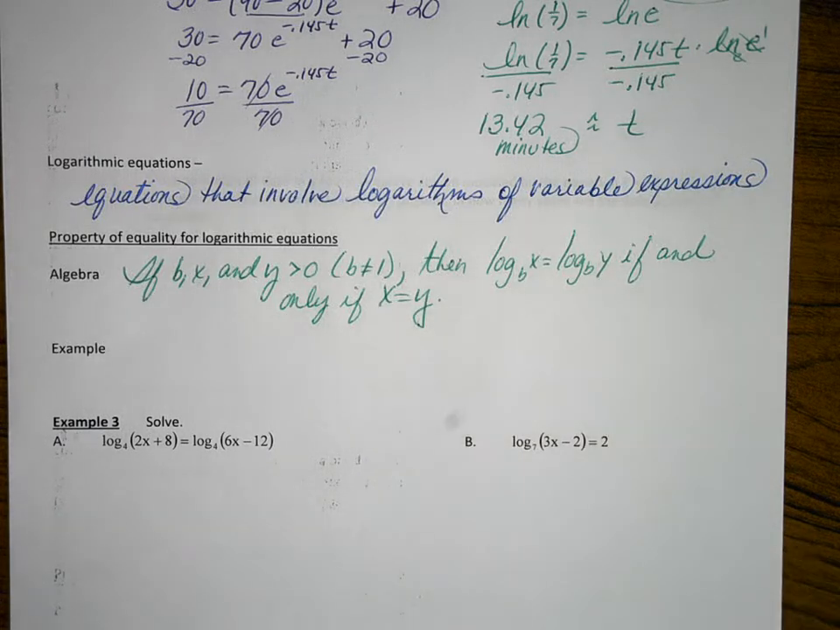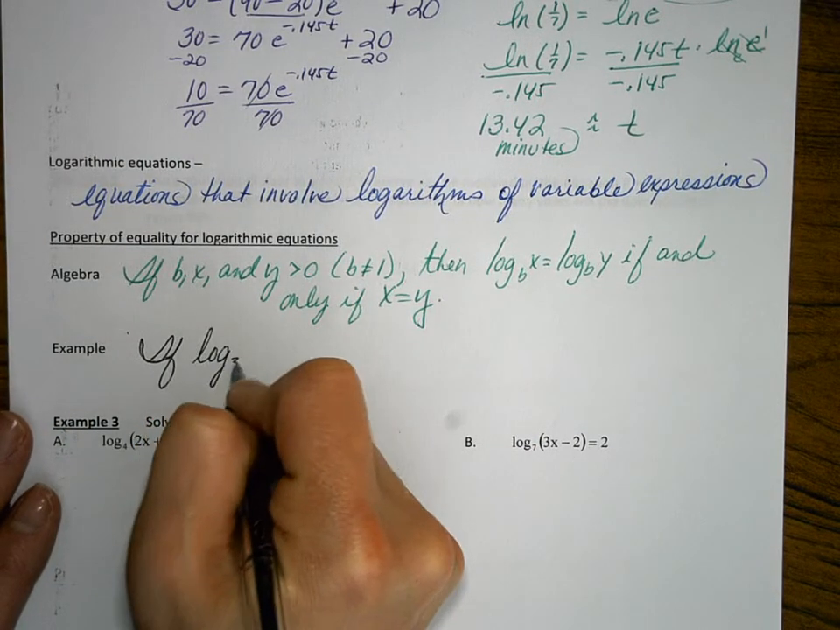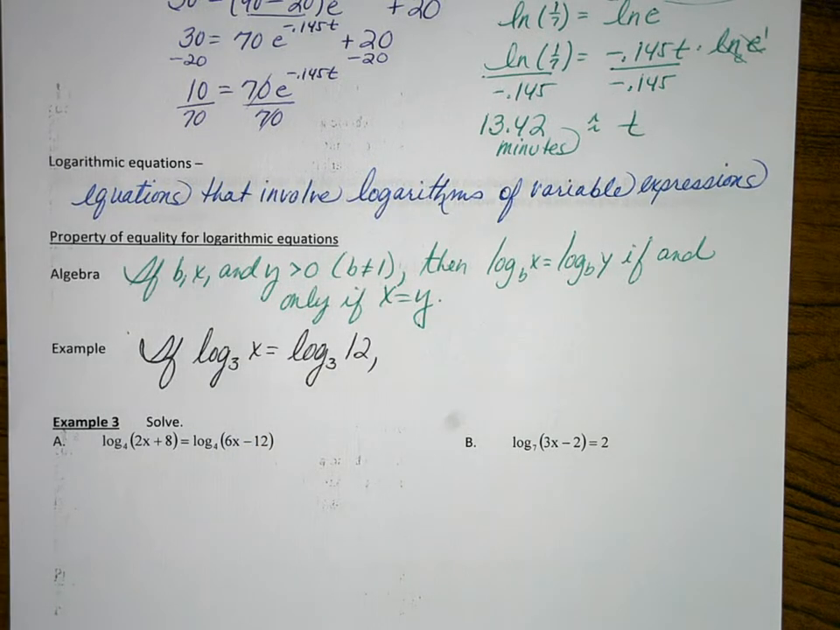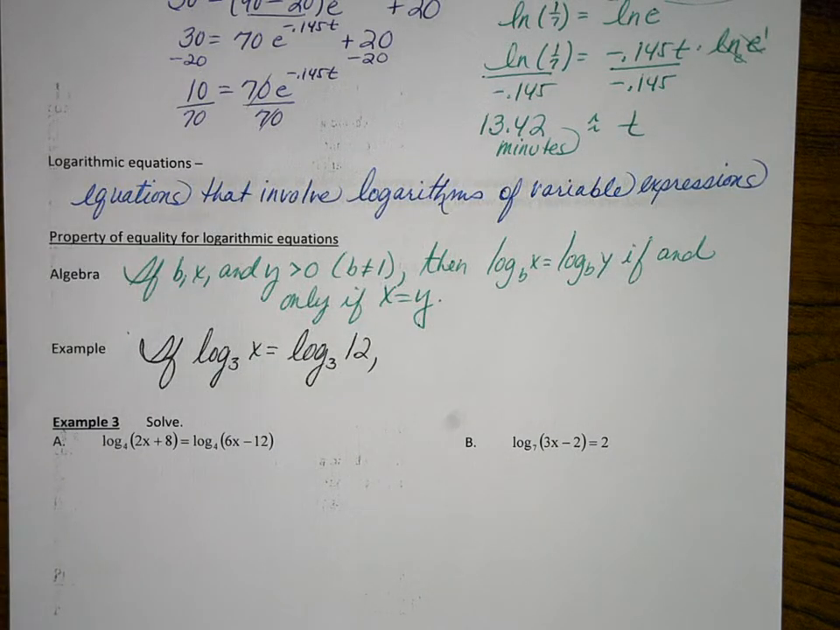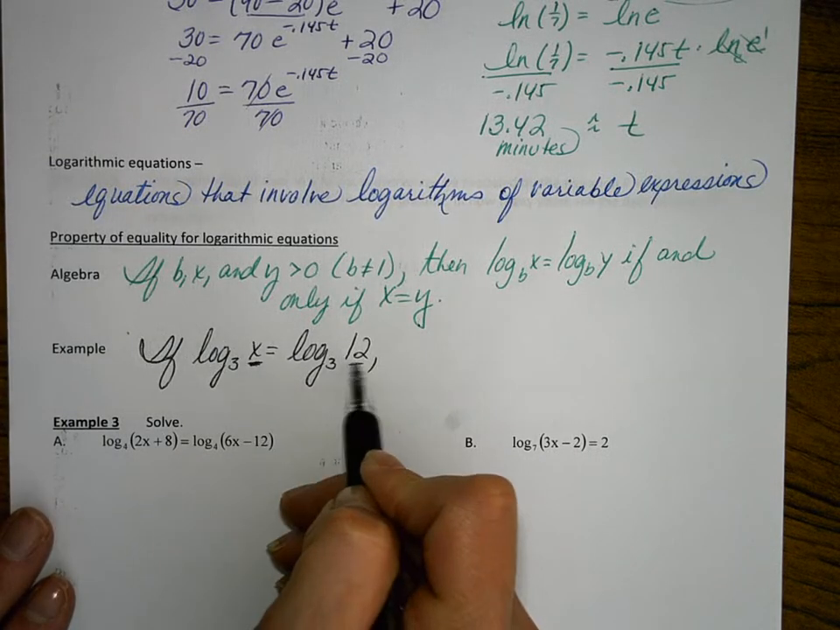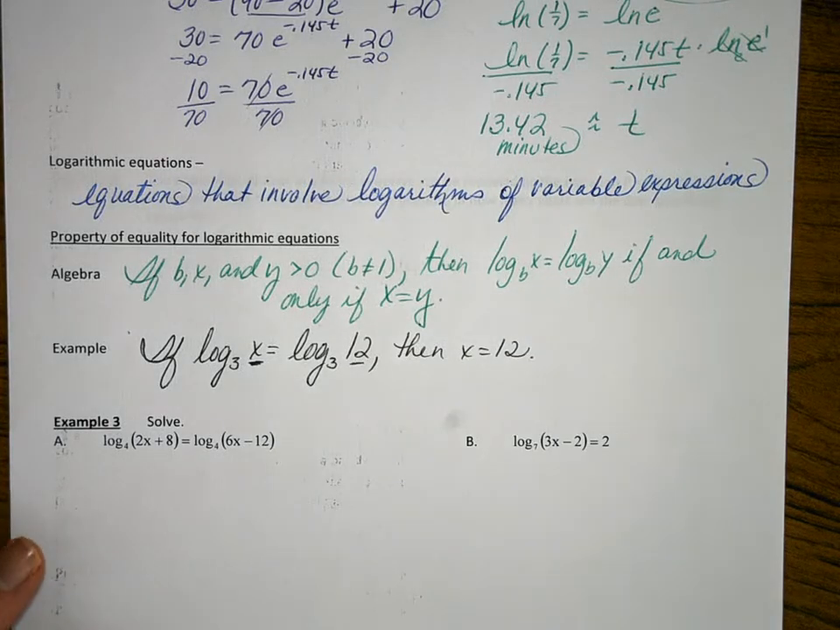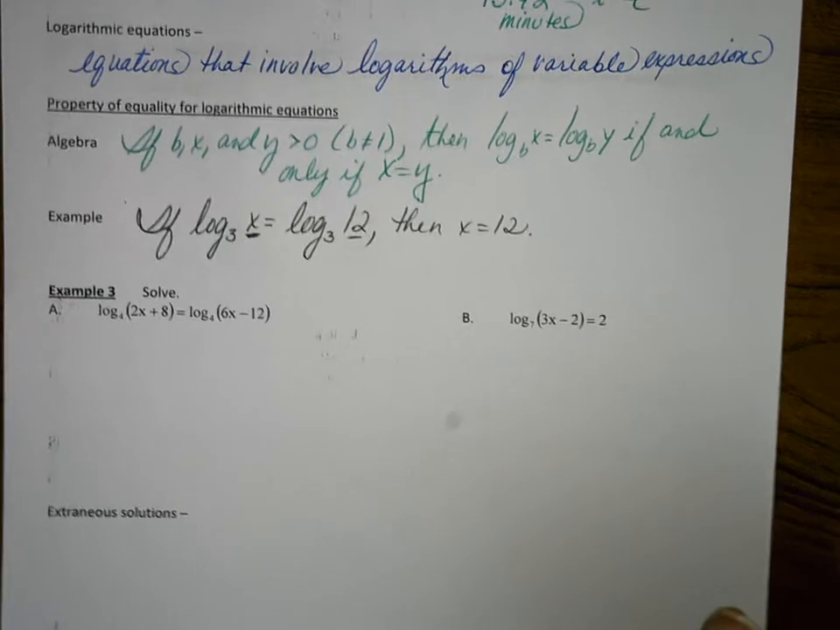So for example, if log base 3 of x is equal to log base 3 of 12, what's got to be true? If log base 3 of x is equal to log base 3 of 12. Yeah, absolutely. I'm taking the same log on both sides, so my x has to be equal to 12. Okay, let's take a look at these.